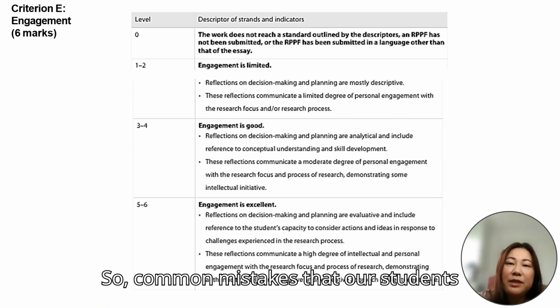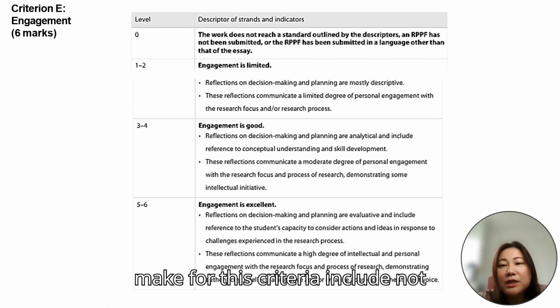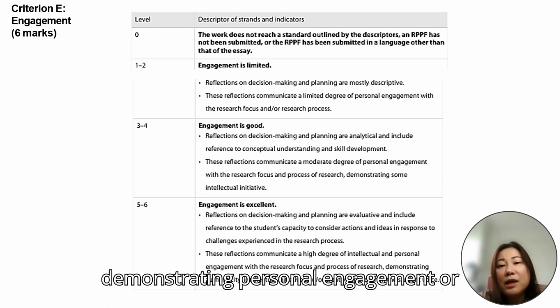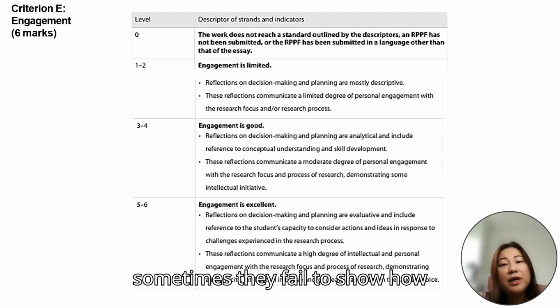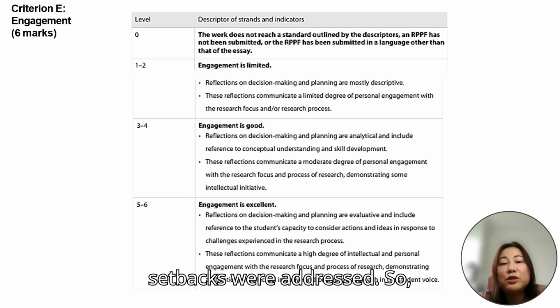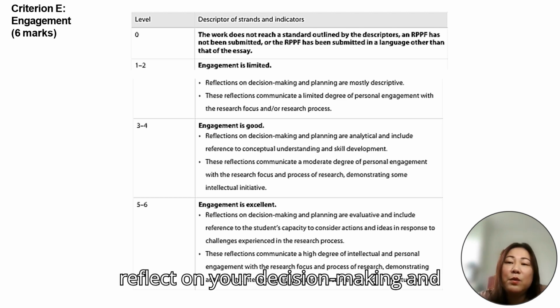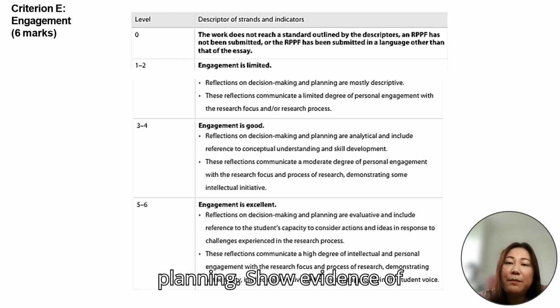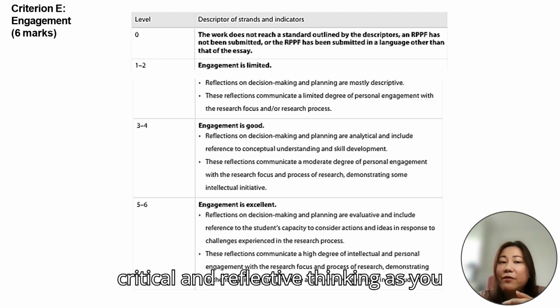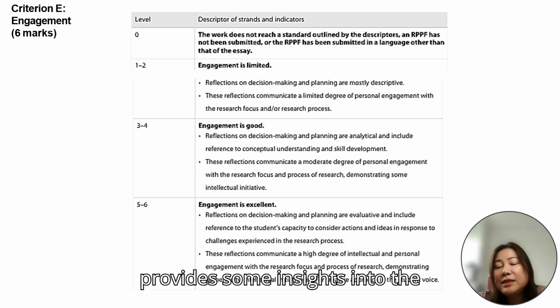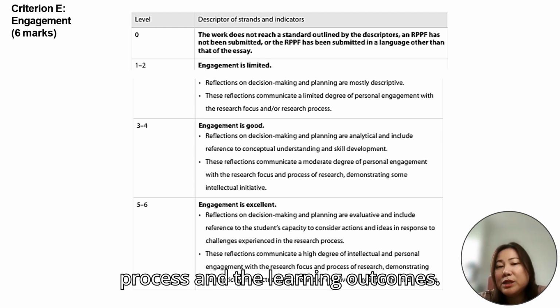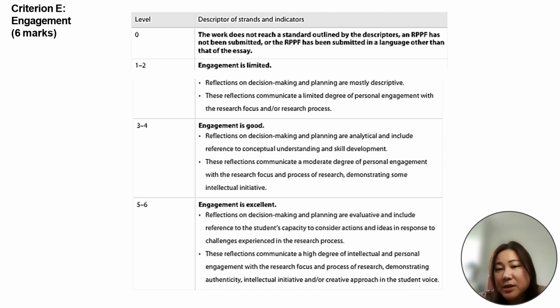So common mistakes that our students make for this criterion include not demonstrating personal engagement or reflective thinking. And sometimes they fail to show how setbacks were addressed. So reflect on your decision making and planning, show evidence of critical and reflective thinking as you write your reflection, and provide some insights into the process and the learning outcomes.